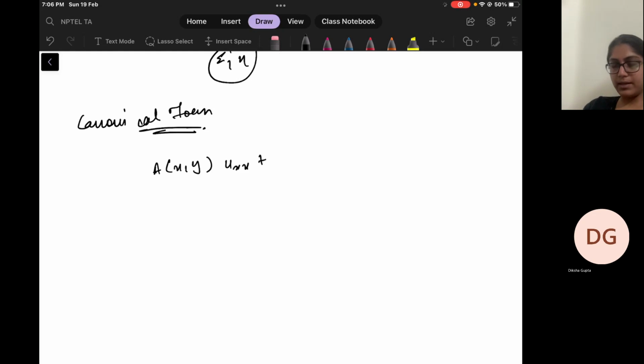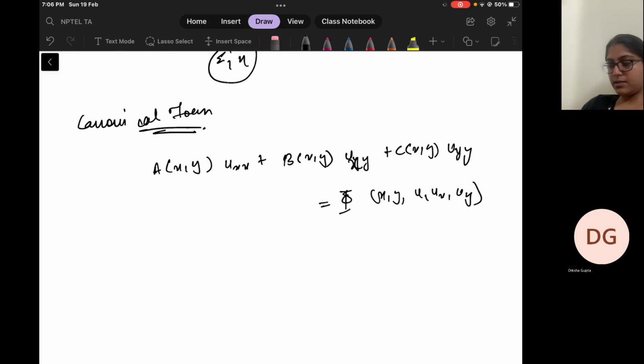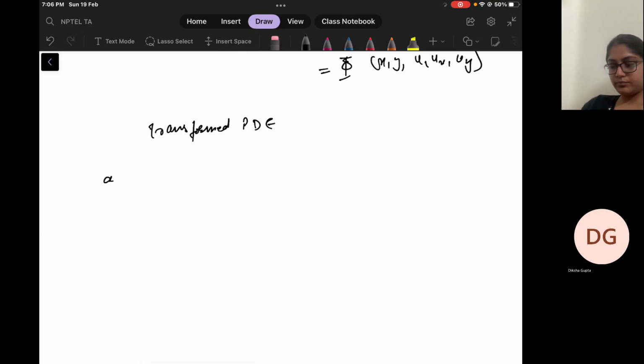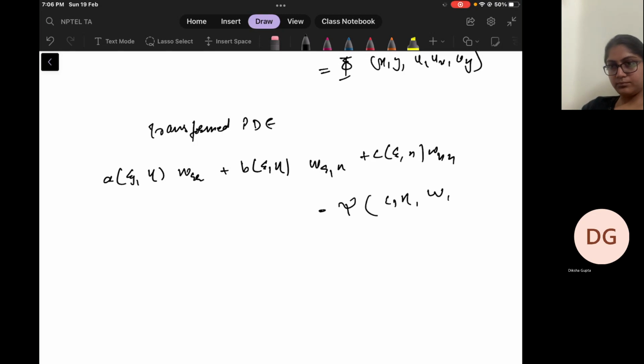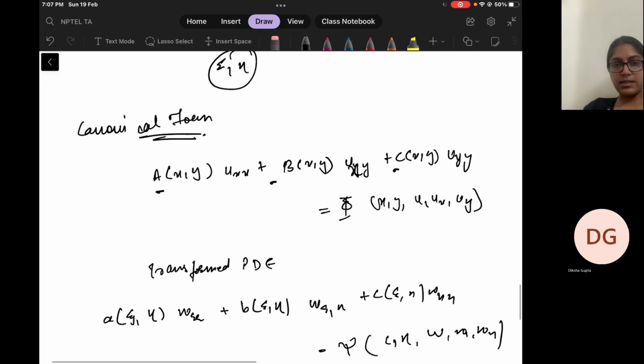If this was our original PDE, and the corresponding transformed PDE, where the coefficients, the small a, b, c, have already been written above, and they of course do not vanish. And keep in mind that they do not vanish simultaneously.